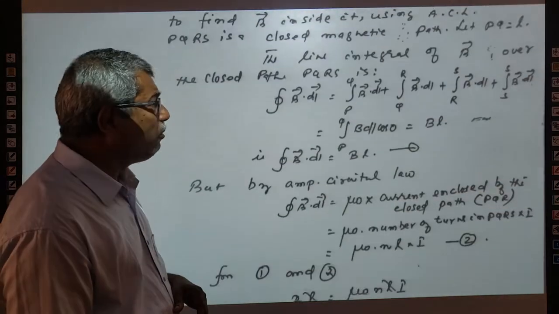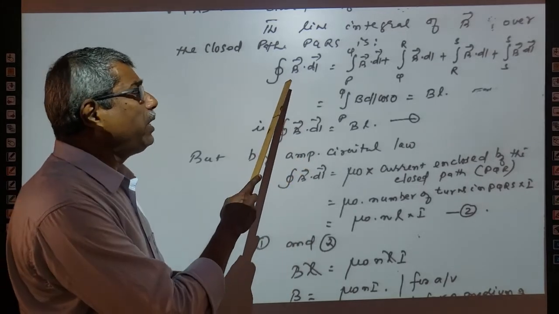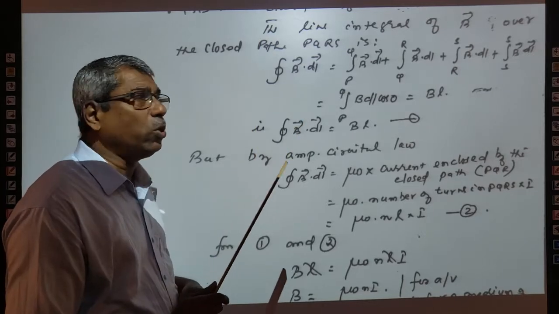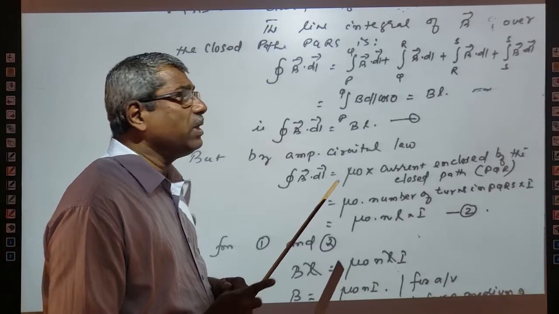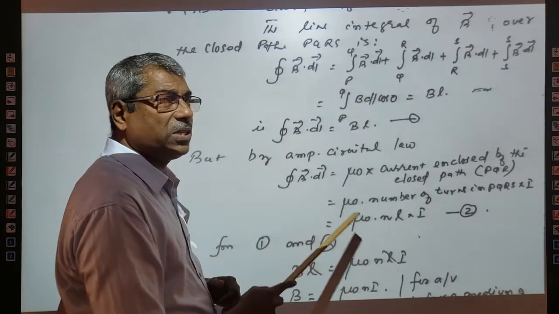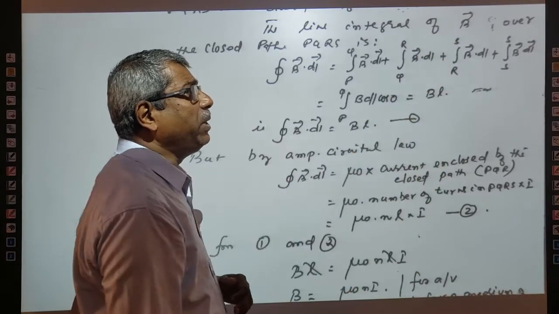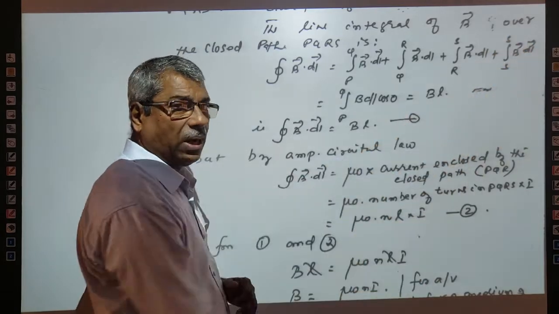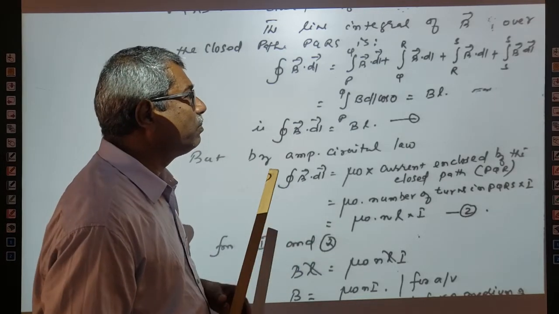To find the magnetic field inside, we will use Ampere's circuital law. We have to find the line integral of the magnetic field over the closed path PQRS. The closed path PQRS integral is equal to the line integral B·dl from P to Q, plus Q to R B·dl, plus R to S B·dl, plus S to P, actually S to P, B·dl. Then that is equal to the closed path PQRS that we will get.